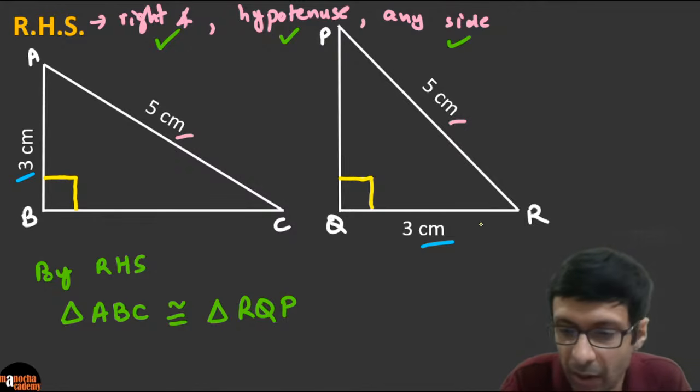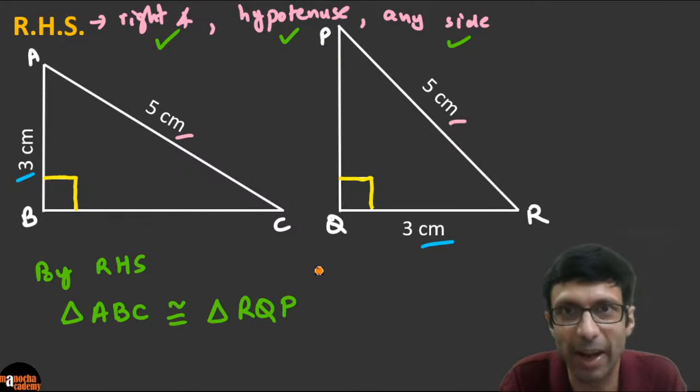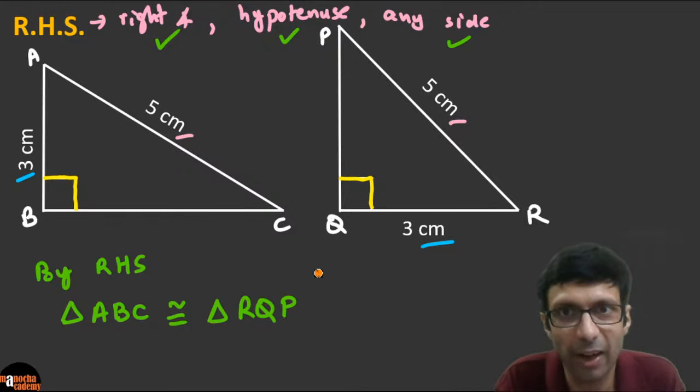So ABC, 3 centimeters to the unknown side, right? And then to the 5, so RQP. So these triangles are congruent, excellent, by RHS. And you can also very simply check that using Pythagoras theorem, guys.